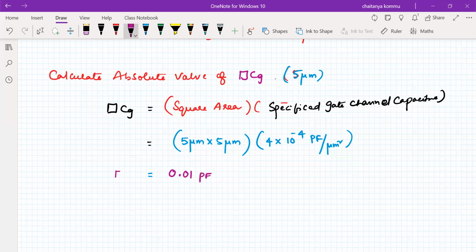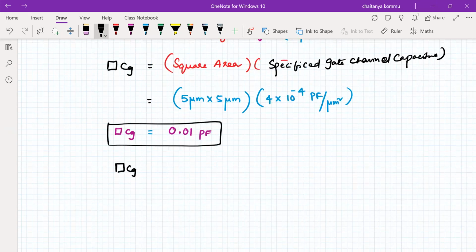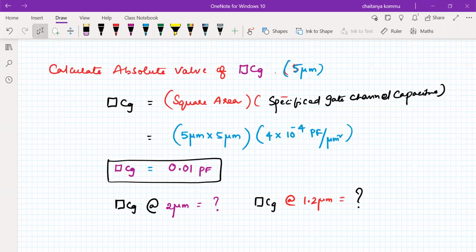Therefore, we can say that the exact value of one square CG means 0.1 picofarads at 5 micron technology. Similarly, it is possible to find the square CG at 2 micron technology, and we also want to calculate the absolute value of the square CG at 1.2 micron technology. Please take it as homework and find out its values. This is called finding the absolute value of square CG at a particular technology.